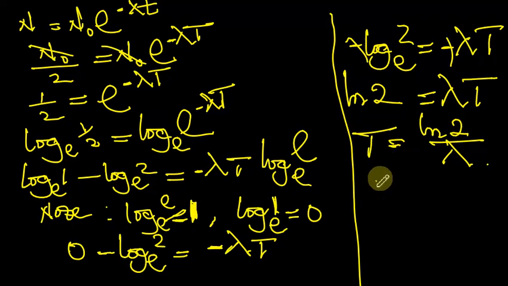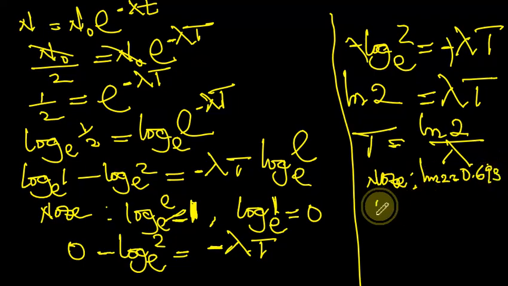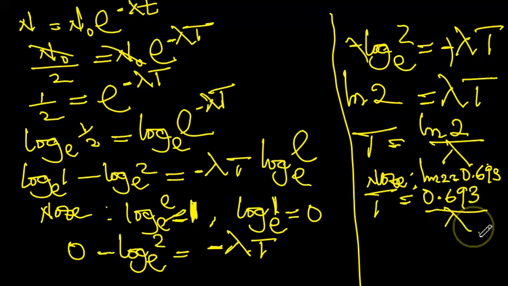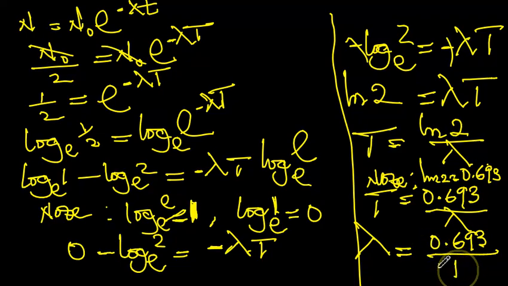Now note, ln 2 is the same thing as 0.693. So therefore, the half-life T is 0.693 over λ. That is the half-life. If you cross multiply now, that means the decay constant λ also is 0.693 over the half-life, and that is a proof of the equation of the decay constant.